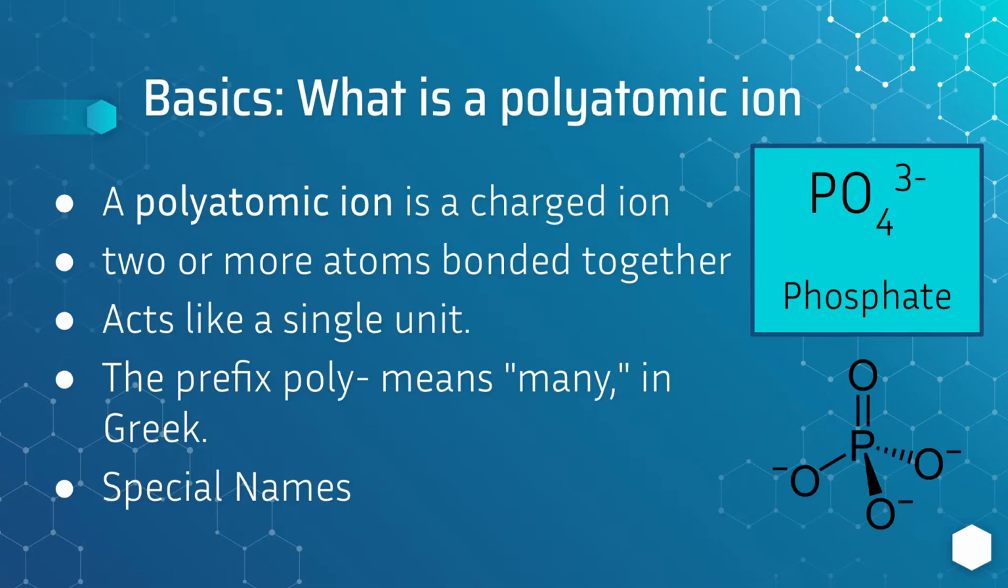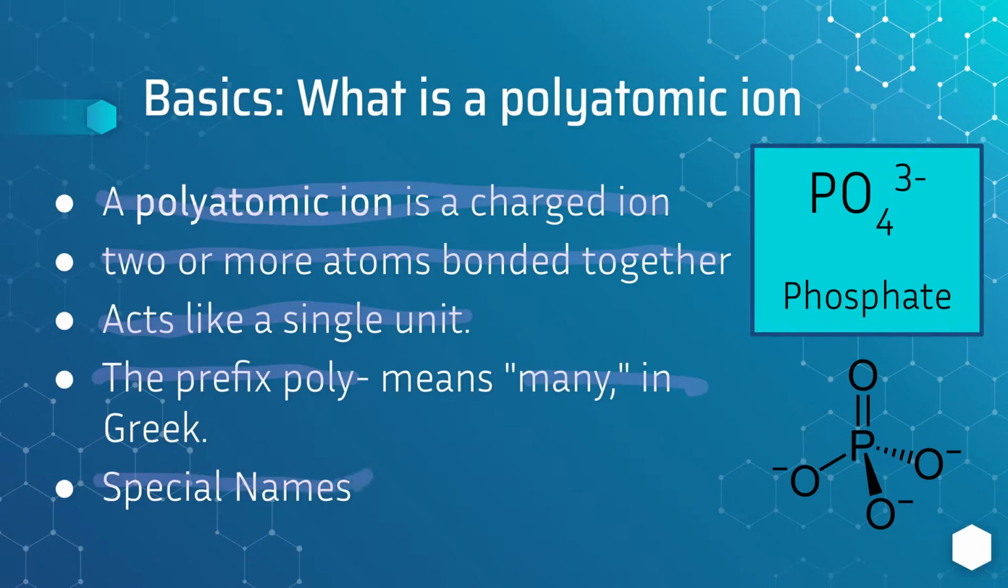So what is a polyatomic ion? A polyatomic ion is a charged ion, two or more atoms bonded together, that acts like a single unit, and the prefix poly means many in Greek.